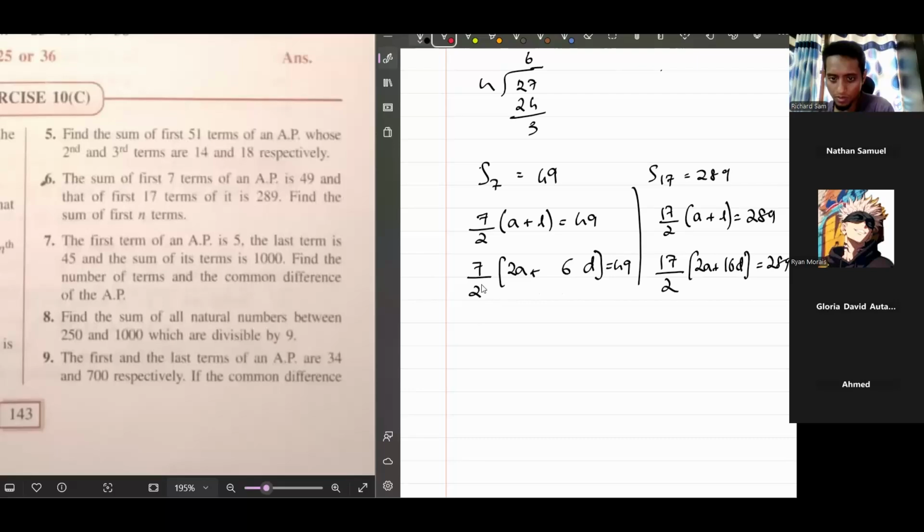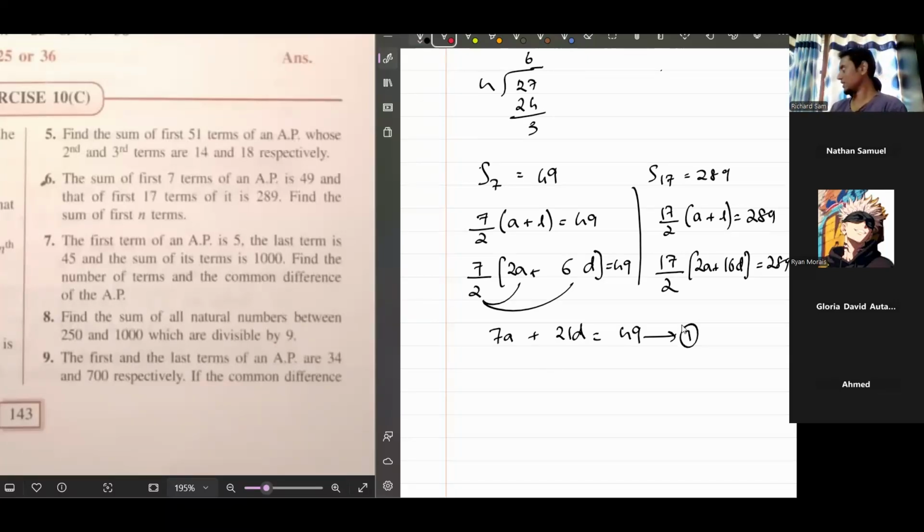So let's simplify these two equations. 7 upon 2 into 2a, and this into this. So this will become 7a, as the 2 and 2 will get cut. And here 2 and 6 will get cut. That will become 3. 7 3s are 21d is equal to 49. So this will be your first equation. Like this, you solve the other one, you'll get the second equation, and simultaneously solve them to find it.